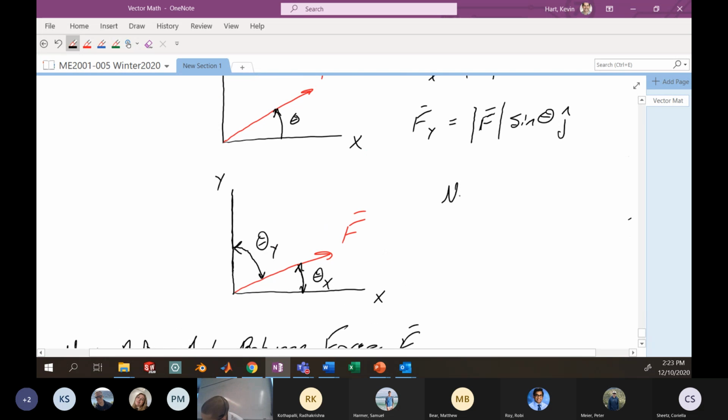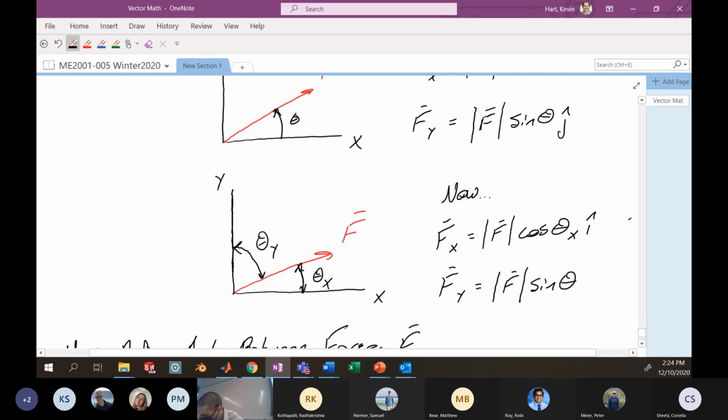So now we have that Fx is the magnitude of F multiplied by cosine theta x in the i hat. And the vector Fy is the magnitude of F times the cosine theta y j hat. And so what's the power of this? Well, we're writing our directionality here, or resolving our angles, strictly through the cosine function, right?